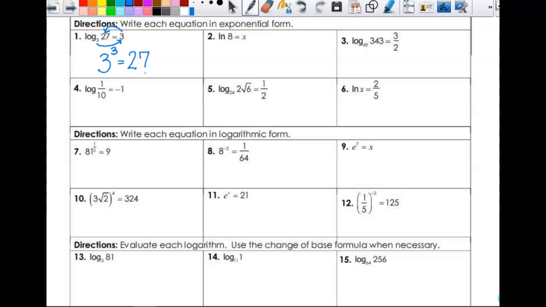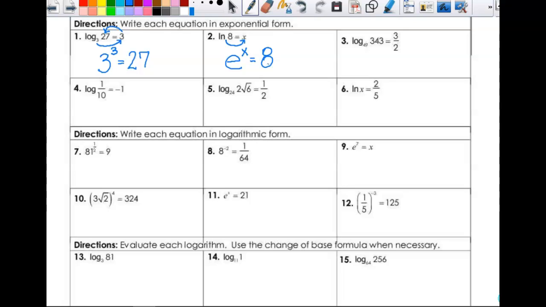On number 2, I have a natural log. What is that base? E, because it's a natural log. So e to the x power equals 8. And we don't need to solve it. It's just rewriting it, right? Because it's a natural log, that means the base is e.